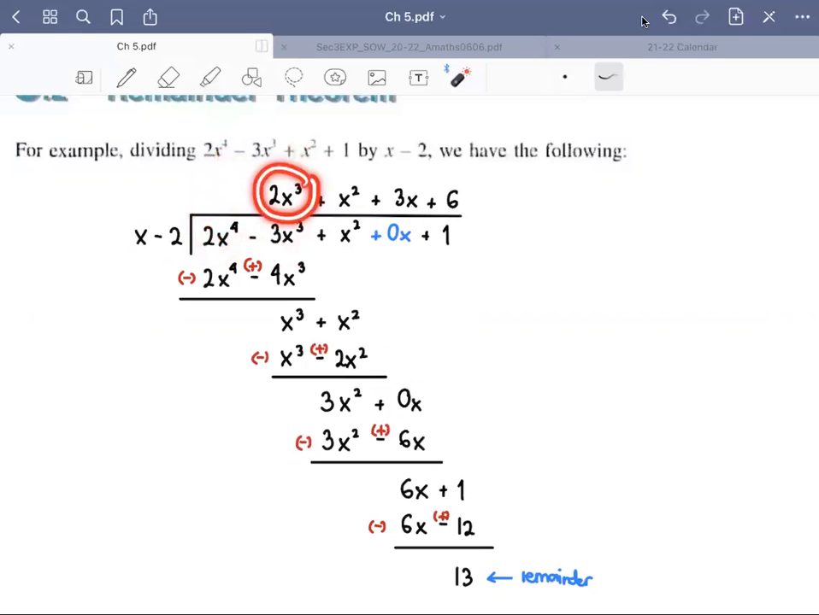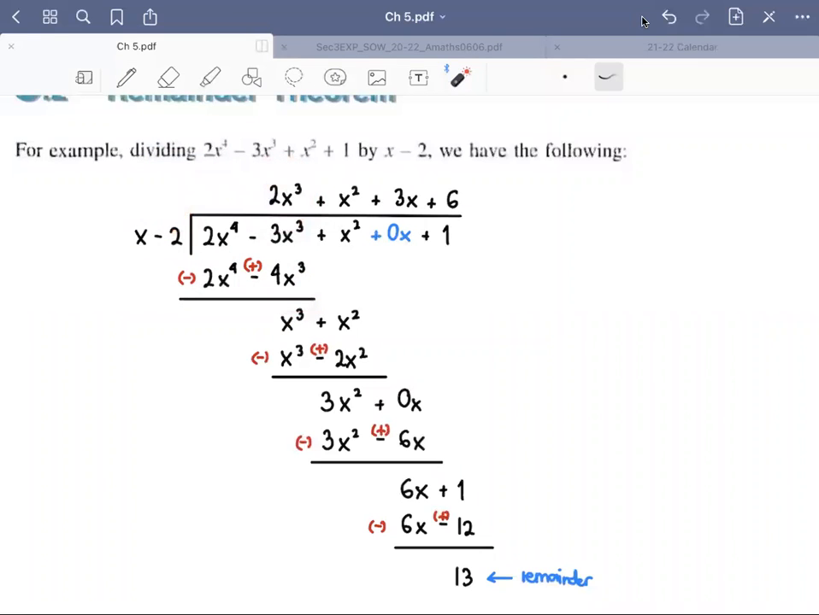So once I got this, what's next for me? Next is to multiply this by x minus 2, right? So multiplying this by x minus 2, you'll get 2x to the power of 4, 4x. Okay, 4x cubed, all right? So minus 4x cubed. So 2x cubed times negative 2. That is minus 4x cubed. And what is next after that?